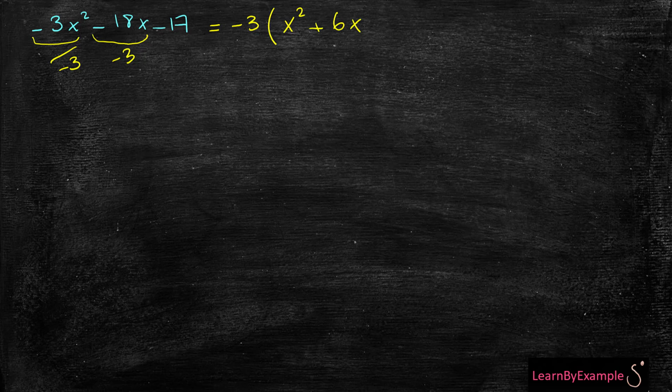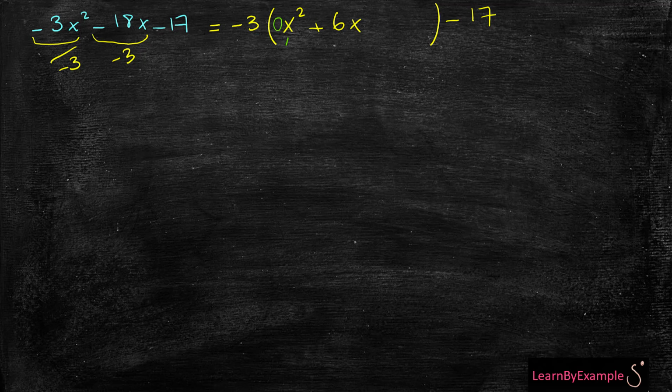And I'm going to close my bracket here, and I'm going to write -17 outside, because I don't want to divide it by 3 and get a random number with decimals. So I'm just going to leave that out. Now I'm going to focus on what I have in the bracket here, and I'm going to try to complete the square. I don't have a coefficient for x, so I'm going to find another term to make this a perfect square.